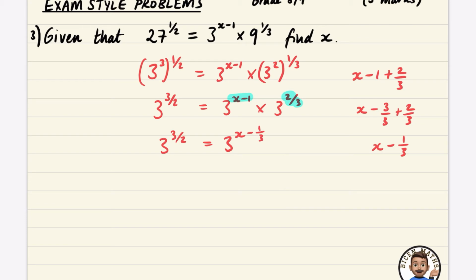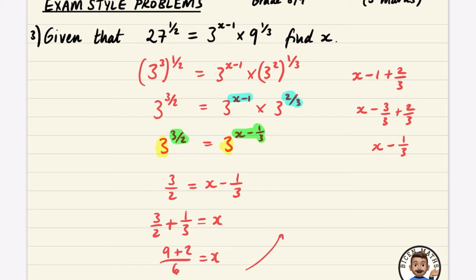Now at this stage, we can say that because they've got the same base of 3, we can actually just compare the green parts that I'm highlighting here together and say that they must be equal to each other for this to be true. So that must mean that 3 over 2 is equal to x minus a third. So to solve this equation, I'm just going to do 3 over 2 plus 1 third, whatever method you use for adding fractions, but it's going to be 9 plus 2 over 6 is equal to x.